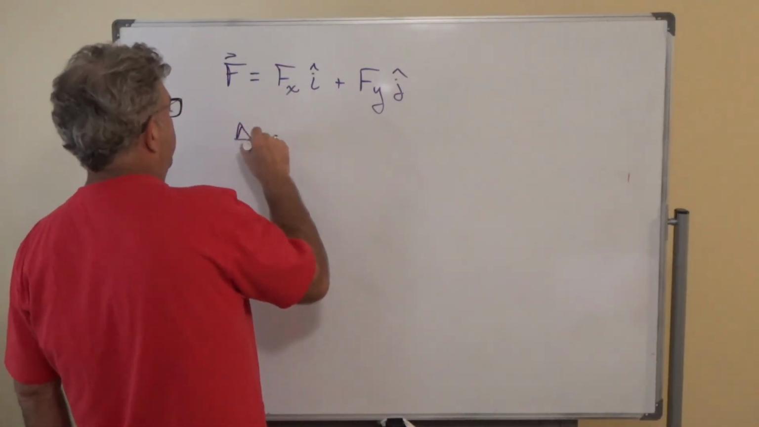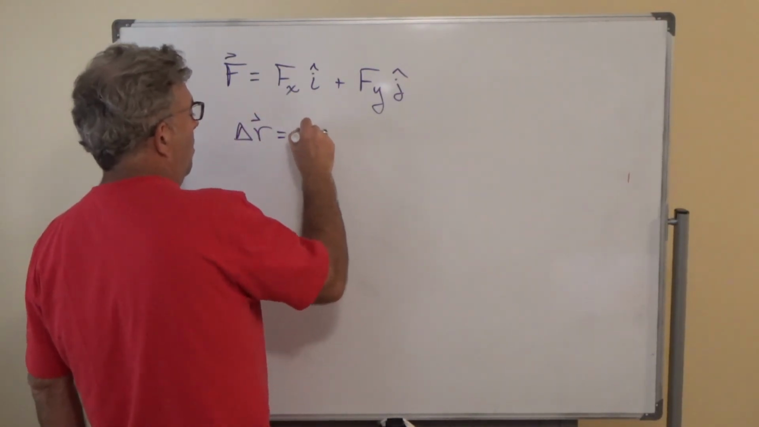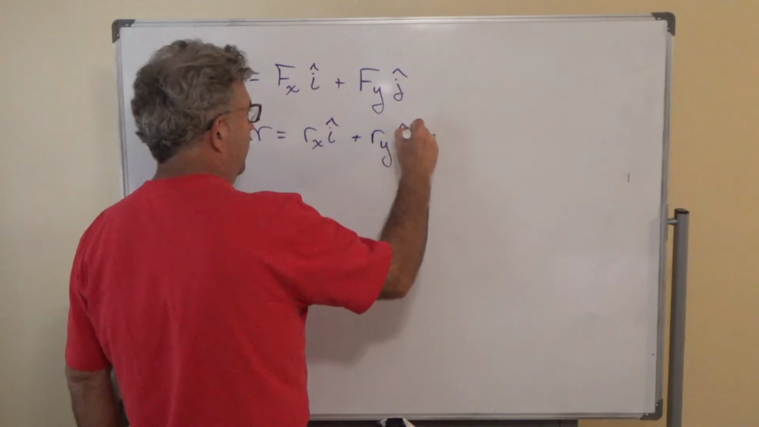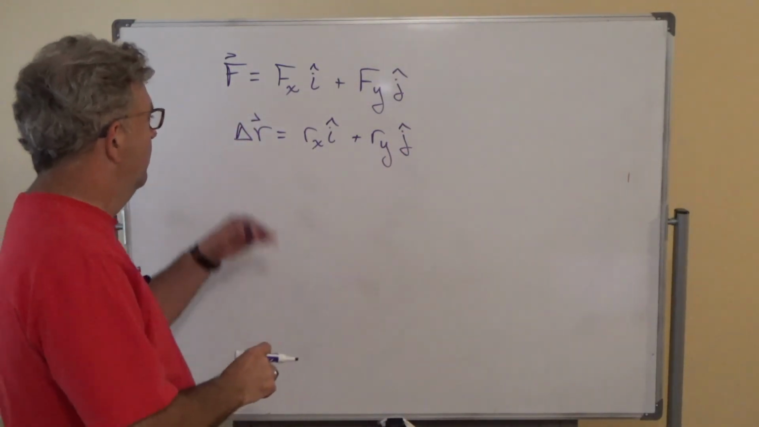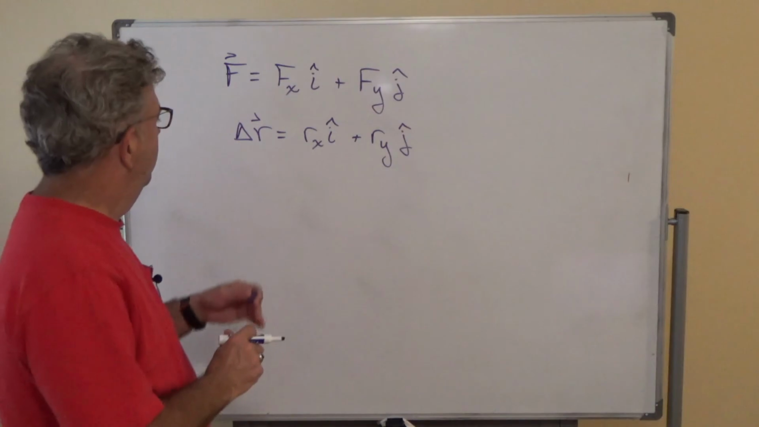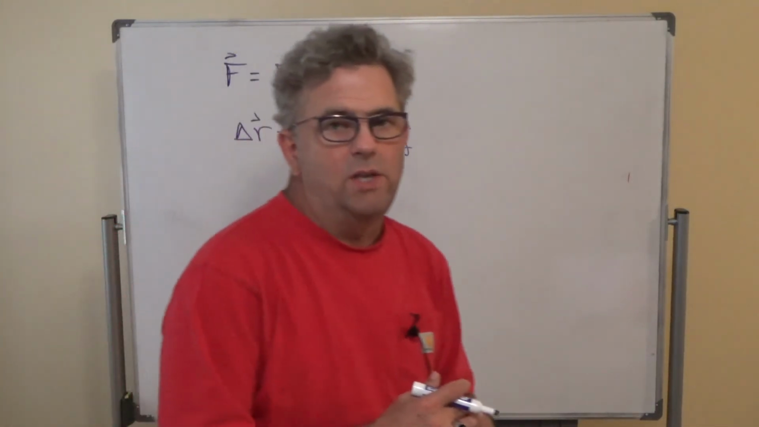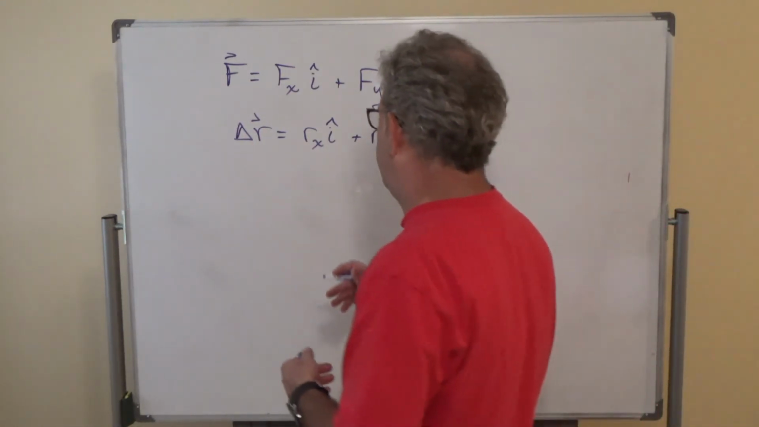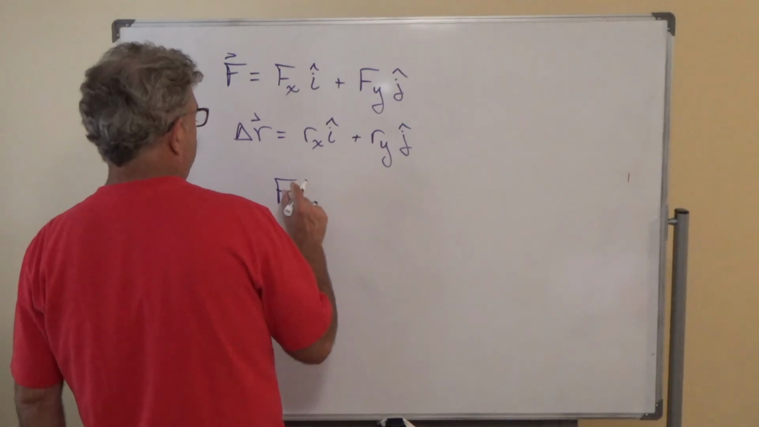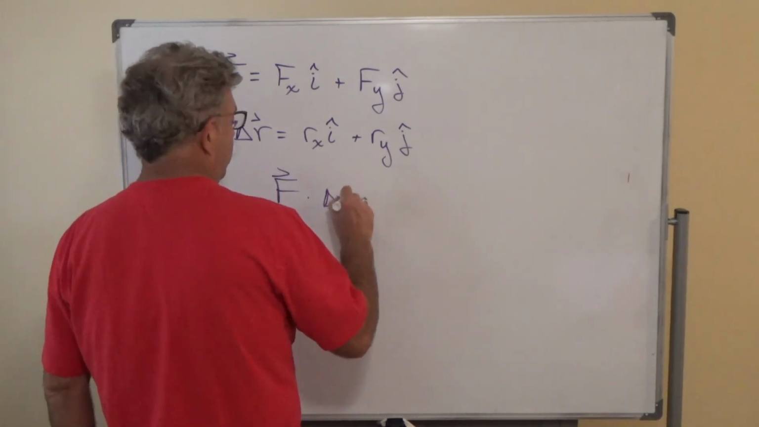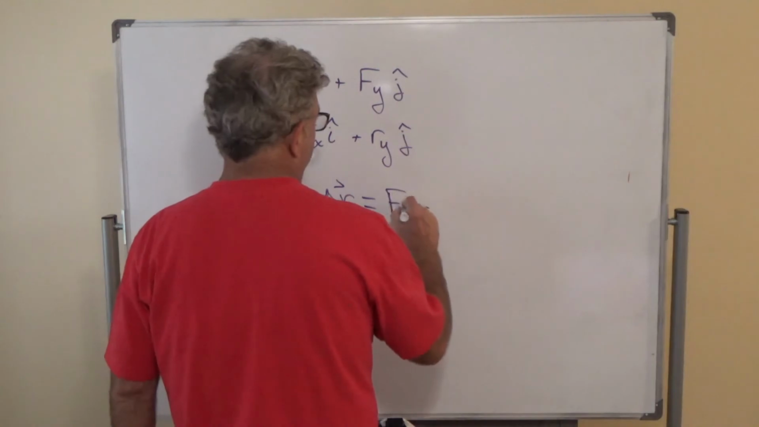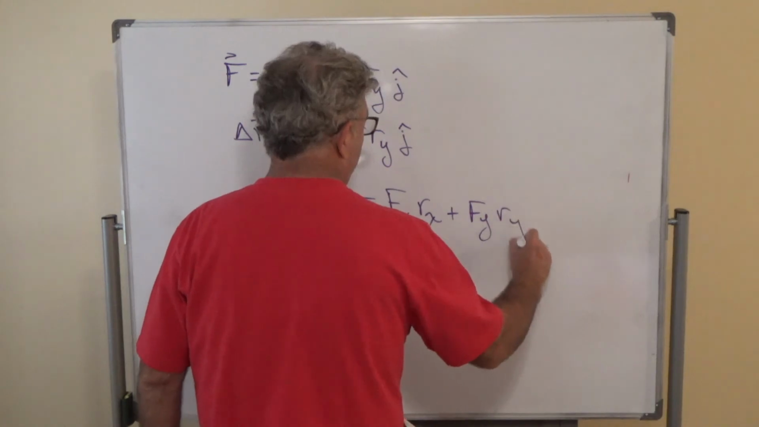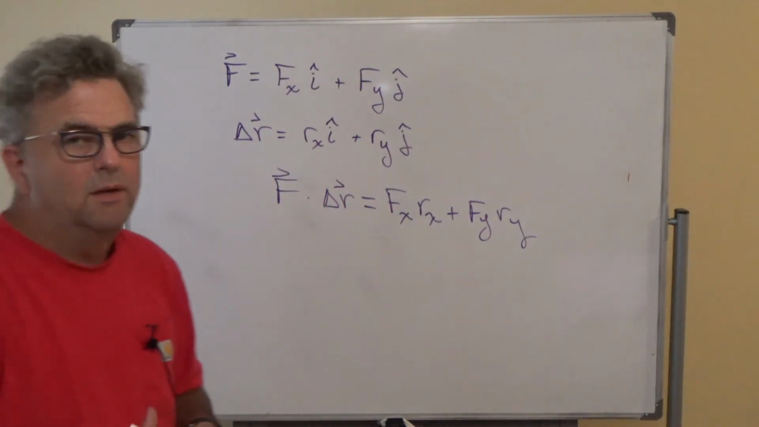And the displacement delta r is equal to Rx i hat plus Ry j hat. This is just the same thing I just did, except looking at the notation that you would see. How much work is done by that force through that displacement, delta r? You just take the dot product, F dot delta r, and that's equal to Fx Rx plus Fy Ry. Okay? That's the idea.